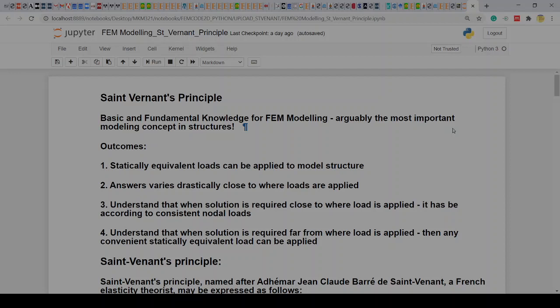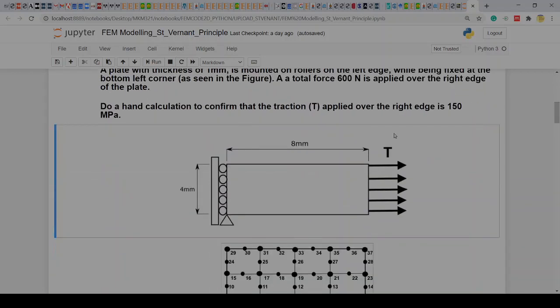So, for instance, let's see if we've got some pictures here. If we've got a uniformly distributed load applied to a structure, like in this case here, this is the structure, it's a millimeter thick, and this is the loading that we're applying, this load T. If I'm interested in the answer far away from that, I can replace this distributed load, the way it's modeled here, with a pull, for instance, with a load where I'm just pulling on this. And the answer far away here would be representative of the actual answer.